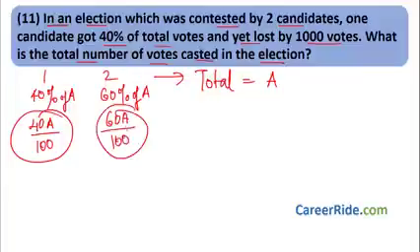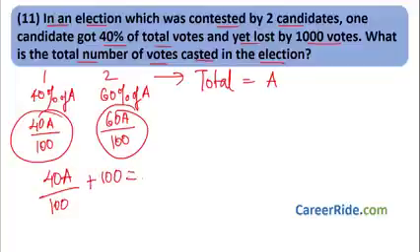Now what they have given is that the candidate who got 40% lost by 1000 votes. That means the second candidate got 1000 votes more than the first candidate. So the first candidate got 1000 votes less than the second candidate. So the first candidate plus 1000 votes is nothing but the second candidate. This is 100, this is again 100. Let's calculate and see what the answer is.